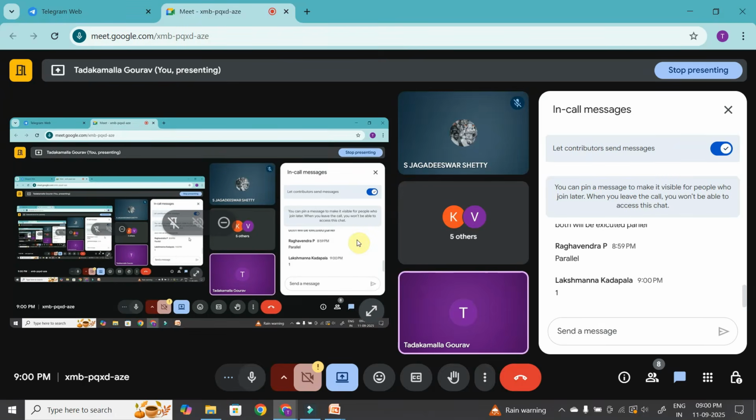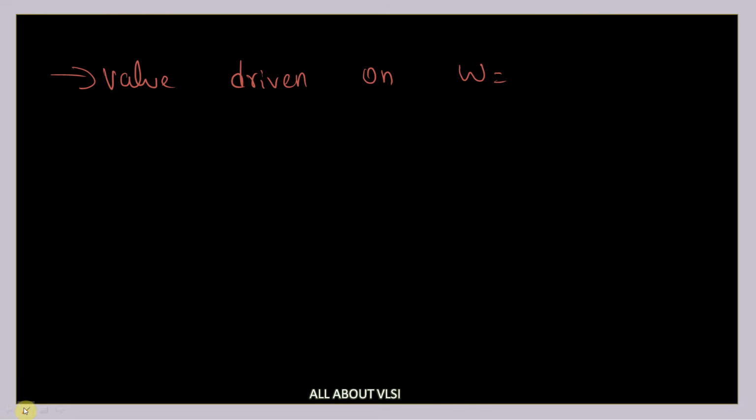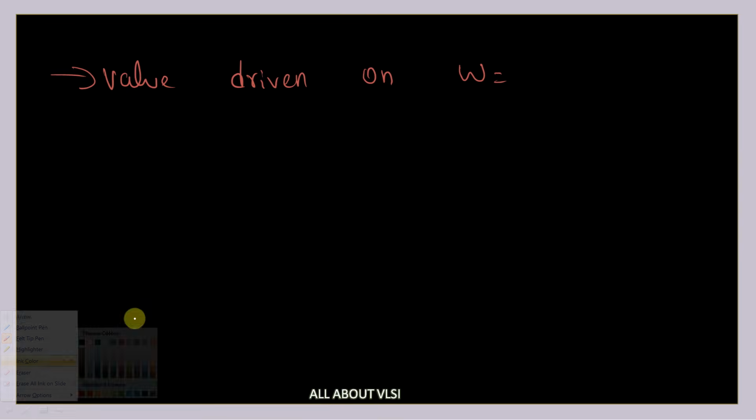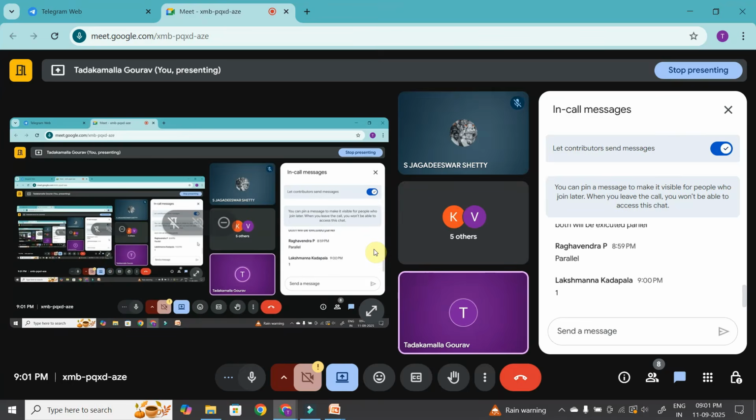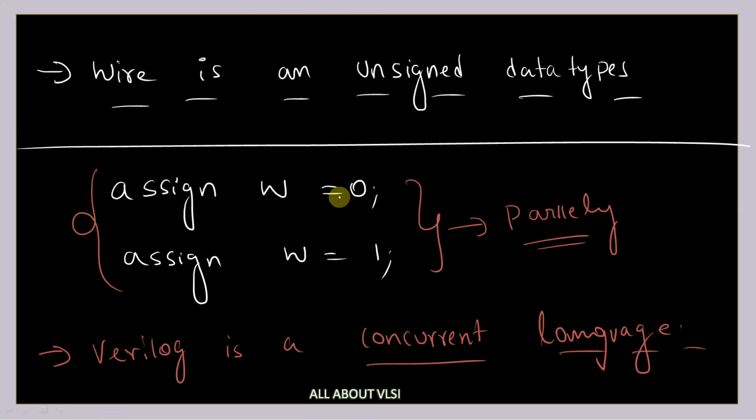What is the value that is driven onto this wire? Others? I have said it is a parallel language. Both the values will be driven onto this wire. So at a time, what are we doing? We are trying to drive 0 and also we are trying to drive 1 parallelly. Both operations are happening parallelly.